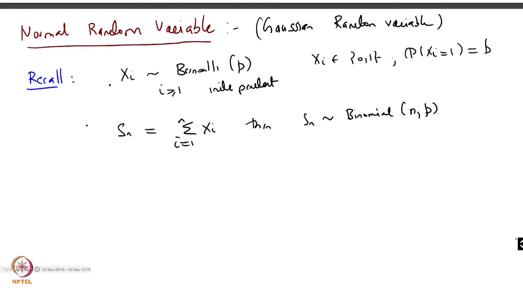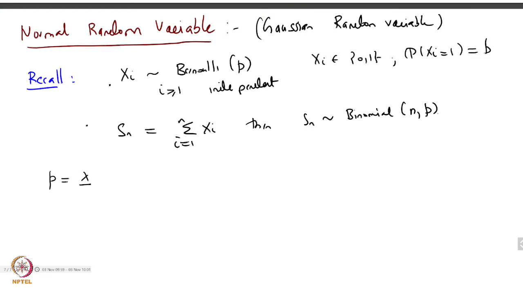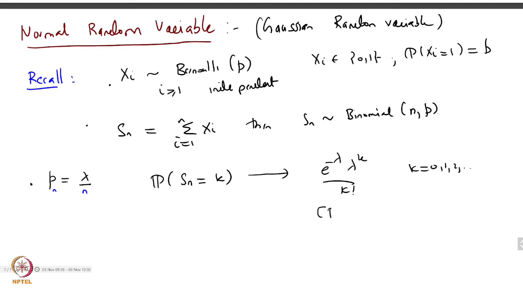Now, I showed you this following idea long time back: if I took p to be very, very small compared to n, if p depended on n, p sub n was like lambda by n, and I looked at the probability that Sn is equal to k for a fixed k, then as n goes to infinity this converges to e to the minus lambda, lambda to the power k by k factorial, for all k. All this we have seen earlier, and we called this the Poisson lambda distribution.